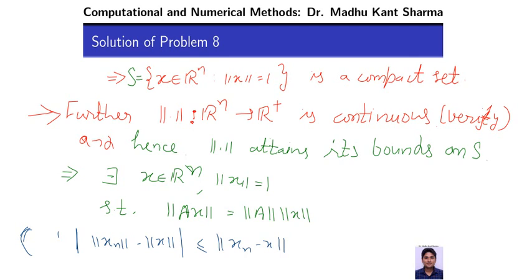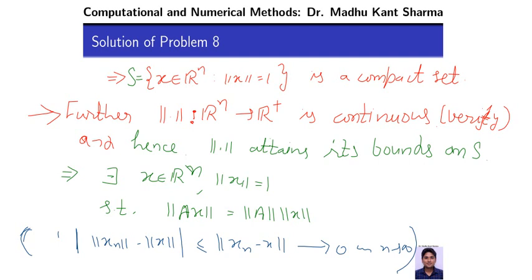It's also continuous on the compact set. So this attains its bounds on x. So you will be able to find an x such that norm x equals 1 and norm Ax equals norm A into norm B. Okay, so it attains its bounds. So this result is true for this.